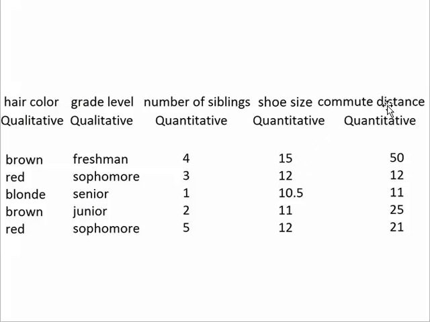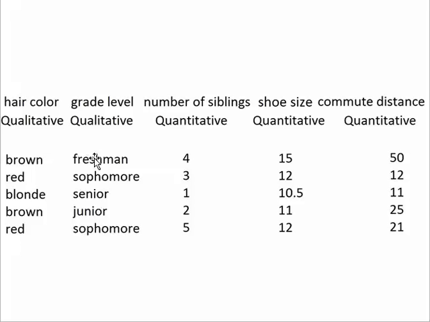Commute distance is also quantitative. Each of these values is a certain person's amount of commute distance. So you have 2 qualitative variables and 3 quantitative variables.